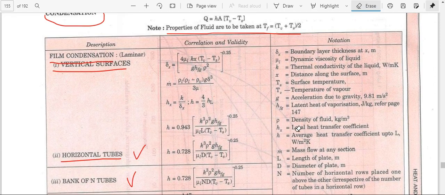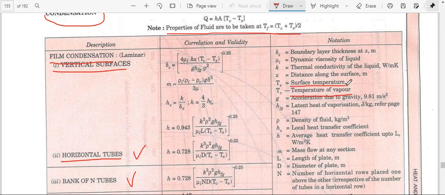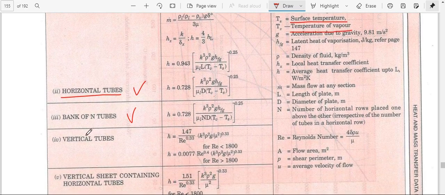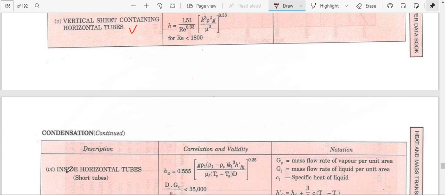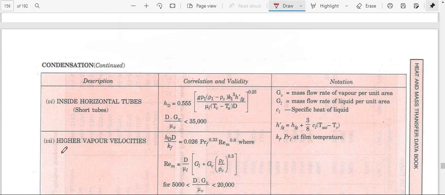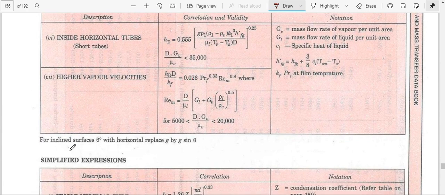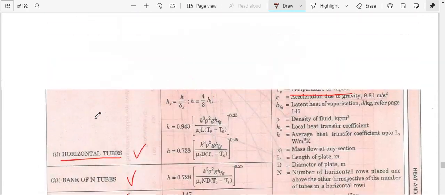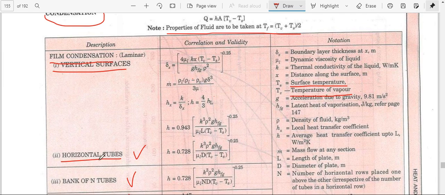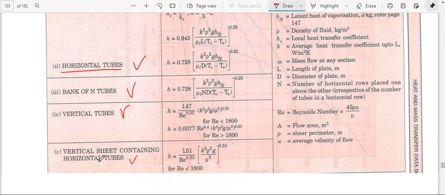Here Tv is the temperature of vapor and Ts is the surface temperature. Here we have vertical surface, horizontal tubes, bank of n tubes, vertical tubes, vertical sheet containing horizontal tubes, inside horizontal tubes, and higher vapor velocity. These are mentioned in this data book for the condensation process, for vertical surfaces and horizontal surfaces.